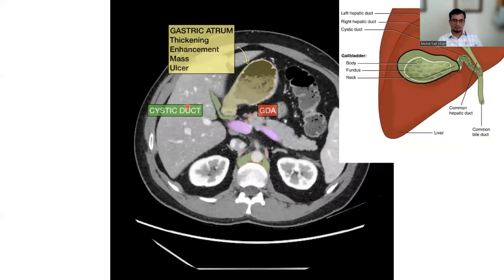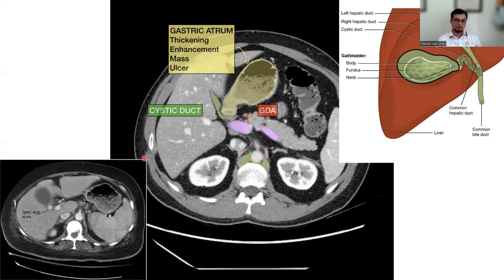Now observe the cystic duct here, which is going to open into the ampulla of Vater. Here you can also see the gastric antrum. In the CT view, it should be studied for thickening, enhancement, mass, and ulcer. And if you trace the cystic duct in subsequent CT scans, you will be able to observe the gallbladder.